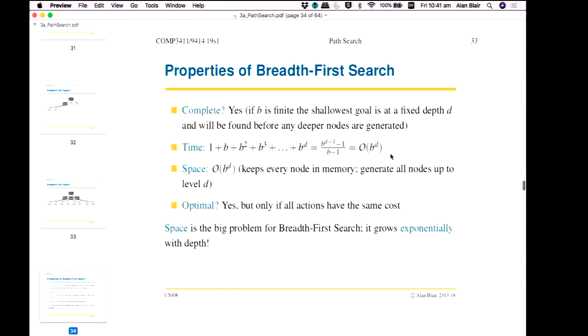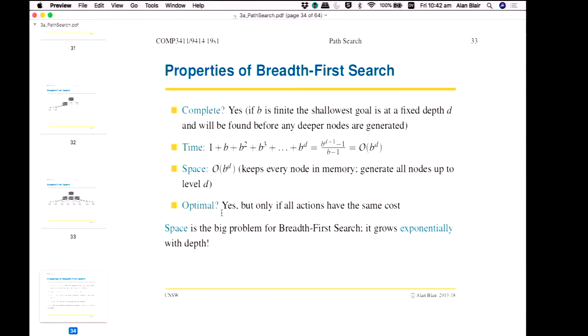All right, so let's analyze this. So is it complete? Yes, it's complete if B is finite. If the branching factor is finite and the shallowest goal is at some depth D, then because it's so systematic, you expand nodes at depth 1 and then 2 and then 3. And so if the first goal is at depth D, then when you get to depth D, you're definitely going to find the goal.